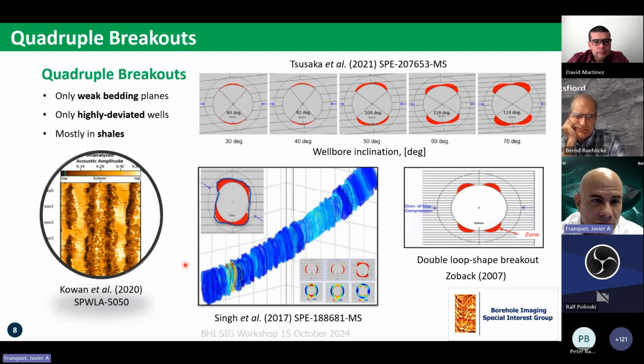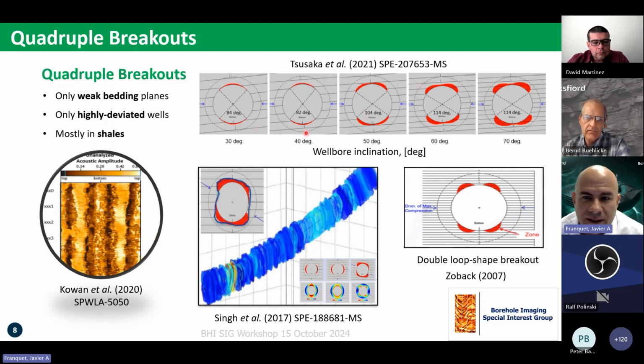Now, talking about the quadruple breakouts, there were some conversations in the chat about this square wellbore. Yes, square wellbore actually happens, and it happens in this type of drilling condition. As you can see, this is a deviated well modeling a breakout with plane of weakness. So these planes here represent those planes of weakness or lamination.